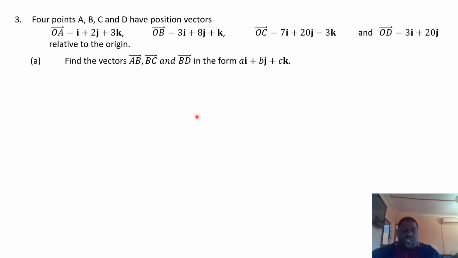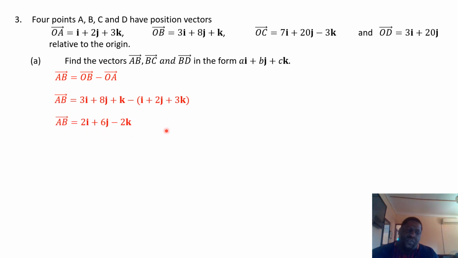Right, so we have a third question here. Four points A, B, C, and D have position vectors, as you can see, relative to the origin. Find the vectors AB, BC, and BD in the form ai plus bj plus ck. Again, AB would be OB minus OA. BC would be OC minus OB, and so on. So you just go ahead and substitute correctly.